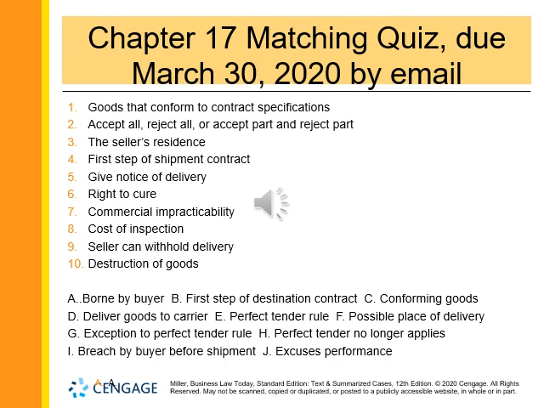A. Borne by buyer. B. First step of destination contract. C. Conforming goods. D. Deliver goods to carrier. E. Perfect tender rule. F. Possible place of delivery. G. Exception to perfect tender rule. H. Perfect tender no longer applies. I. Breach by buyer before shipment. And J. Excuses performance.